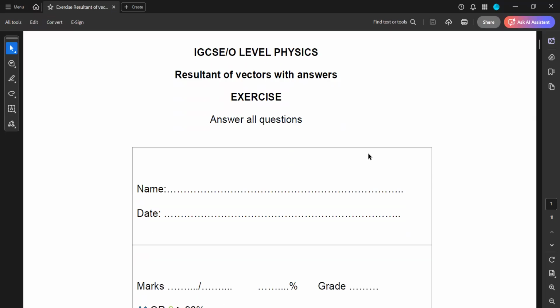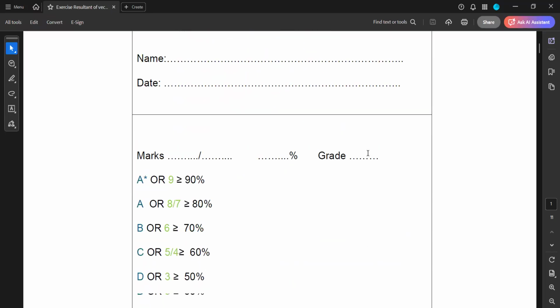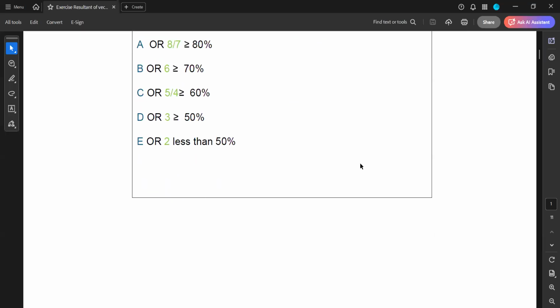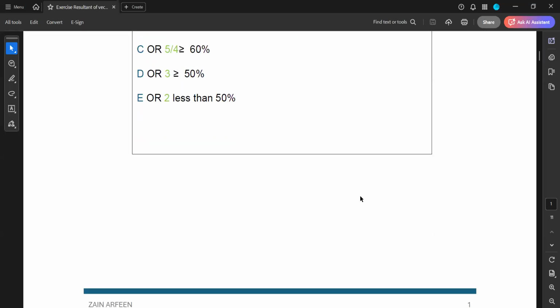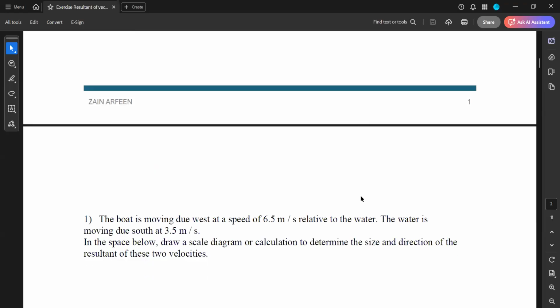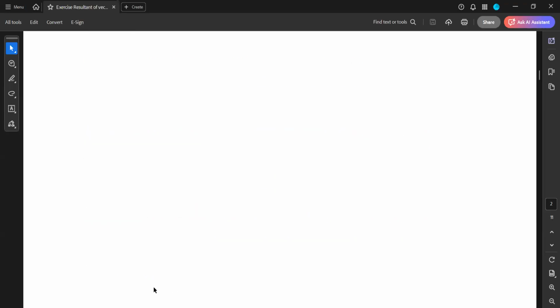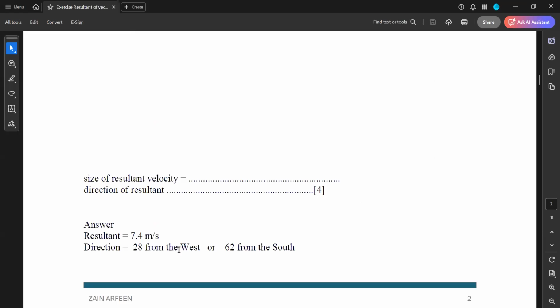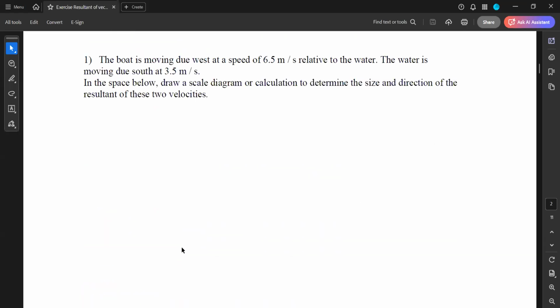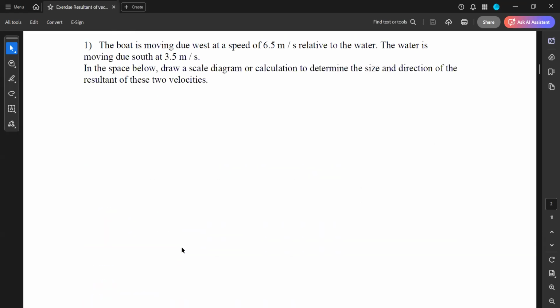Finding a resultant of vector with answer key. I have already shared this file on the group. I will solve some questions right now in the class, and the remaining you can solve at home and check your answers. You can see the answers are given after every question. So we'll solve a question so you will have a better understanding, and the remaining questions you can solve at home.